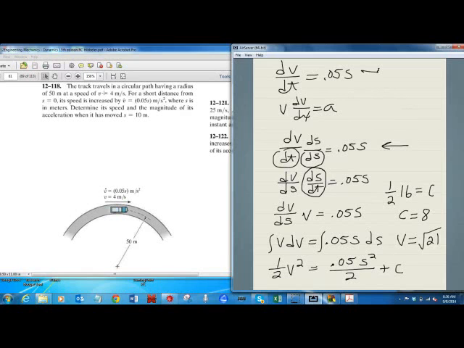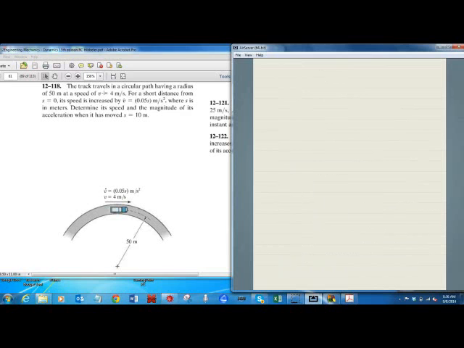Right. So now I have the speed, and what it wants to know is the magnitude of the acceleration. So I'm going to find the acceleration, then I'm going to find the magnitude. Okay. You ready? What's the acceleration? Give me a formula for acceleration. And I'm not in i, j. I'm in tangent normal.